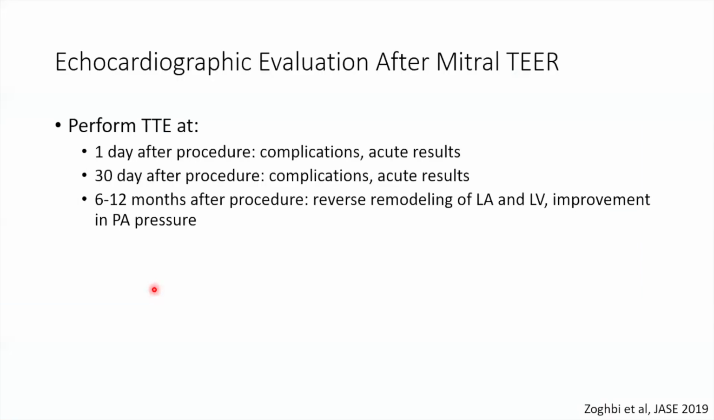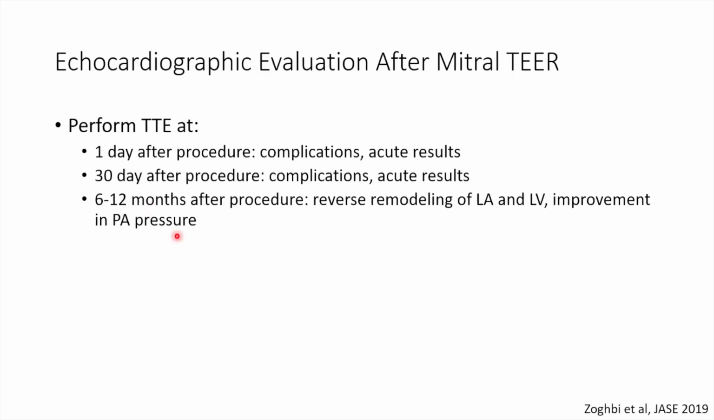In terms of echo evaluation, I just wanted to come back and point out first why we perform the echoes at certain time points. We usually perform a transthoracic echo on the day immediately after the procedure, and then at 30 days. These two studies are mainly to look for complications, such as device-related complications and pericardial effusions, and the acute results, meaning to what degree a reduction in regurgitation was achieved.